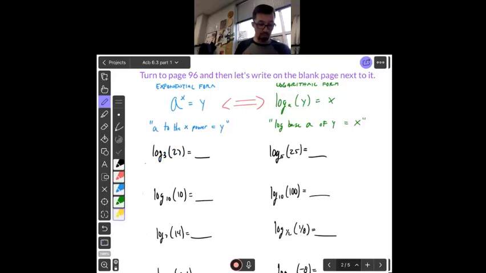And what does it mean? It means 3 to the what power is 27. So log base 3 of 27 means 3 to the what power is 27. Well, 3 to the third is 27. So we can tell that by inspection. So log base 3 of 27 must be 3.